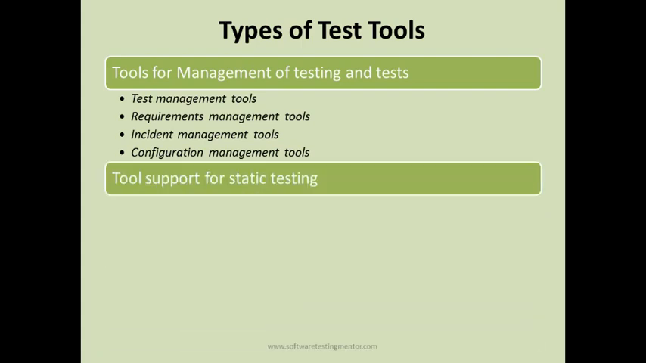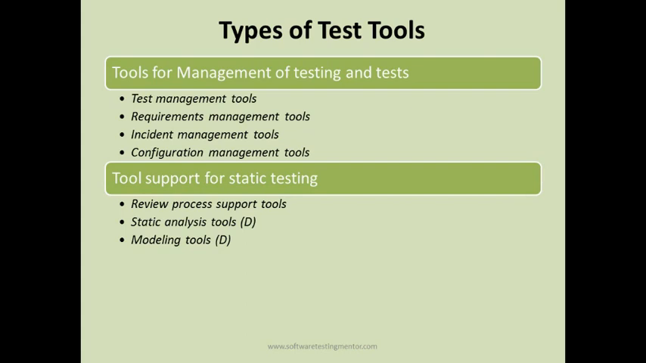Then the other category is tool support for static testing. Any tool which supports static testing will lie in this category. What are the tools that support static testing? Review process support tools, static analysis tools, or modeling tools. The D in front of static analysis and modeling tools means that these tools are mostly used by developers. These are not used by testers.